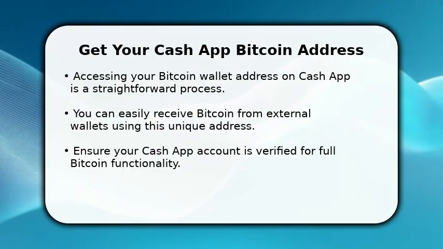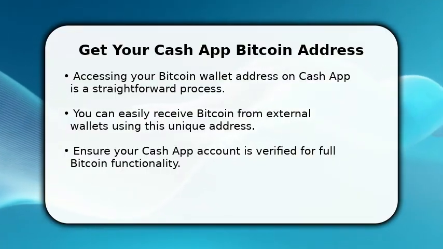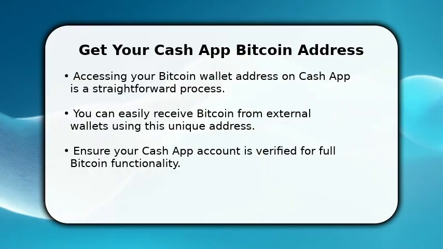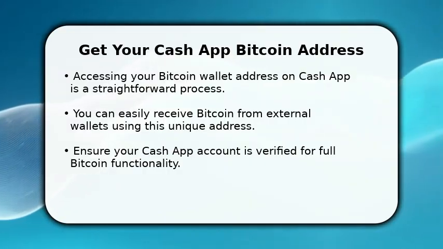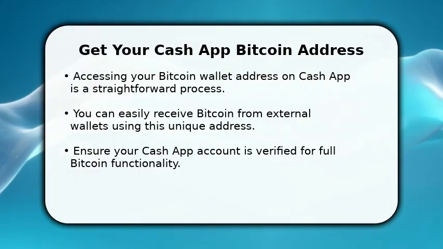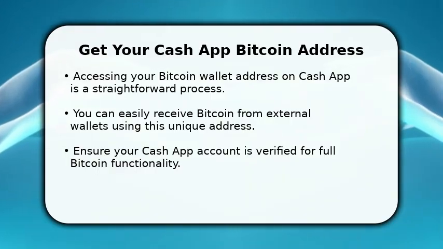In this video, I will explain how to get your Bitcoin wallet address on Cash App. It's a really simple method that lets you receive Bitcoin directly into your account. We'll walk through each step, making sure you understand how to find and use your unique address. This process is quick, usually taking less than 1 minute, and it's essential for anyone looking to manage their Bitcoin on the platform. Let's get started and make receiving Bitcoin easy for you.